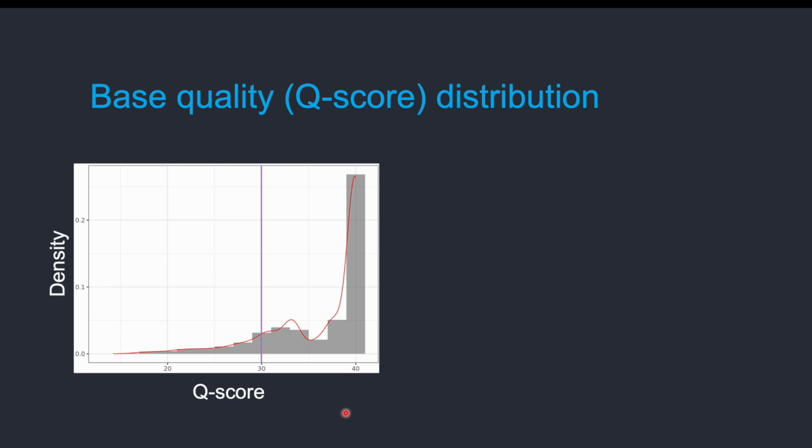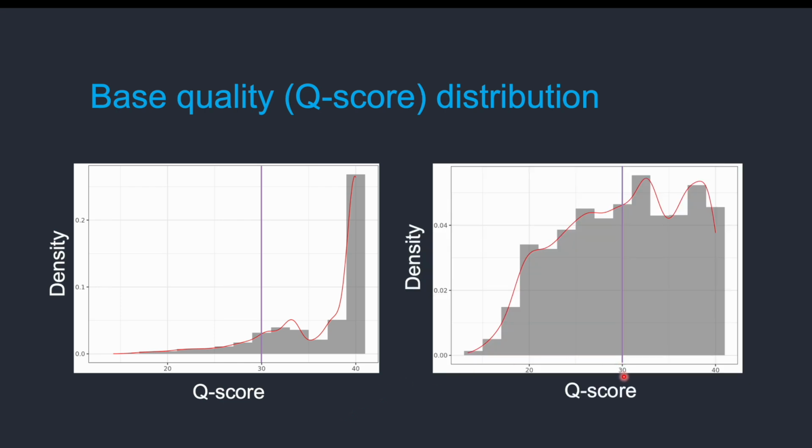Let's take a look at the similar library in a different sample. When we draw a line at Q30, we can see almost half of the bases have quality score below Q30. This is telling us this library is not a good quality library because it has half of the bases that is below Q30, whereas on the left side, majority of the bases have quality score above Q30, where most density is found at Q40. So this is how we can assess the quality of libraries using Q score.